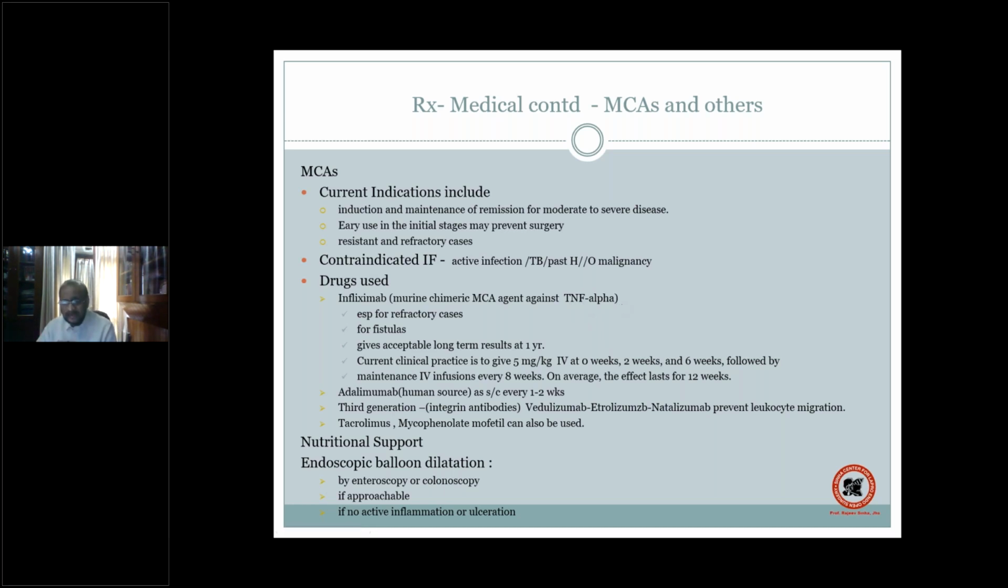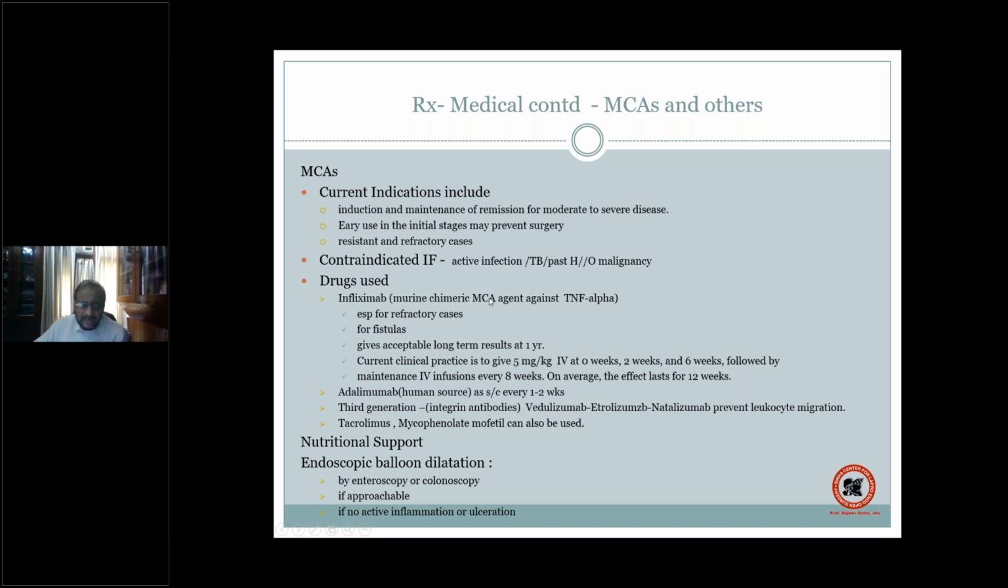They're all monoclonal antibodies against TNF-alpha. One is of murine source, that is infliximab, especially for refractory cases and fistulas, with acceptable long-term results. In current clinical practice, this is the most commonly used drug among the MCAs even now, at 5 milligram per kilogram IV at week 0, week 2, and week 6. So 3 doses, followed by maintenance IV infusion every 8 weeks. On average, the effect lasts for 12 weeks.